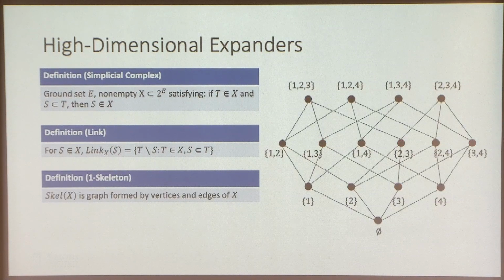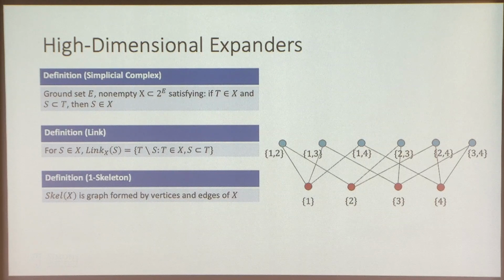So the next operation that we'll be needing is also the 1-skeleton. And this is simply just, you have a simplicial complex. You only look at the size 1 and size 2 elements of your simplicial complex, and this gives you a graph. So for example, here we just have the vertices and the edges. We throw out everything else, and then these edges are what connect your vertices.